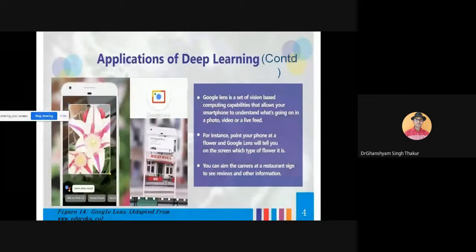You can see these types of applications on your mobile phone. Your smartphone provides the facility of Google Lens, and Google Lens is a set of vision-based computing capabilities that allows your smartphone to understand what's going on in a photo, video, or live feed. This is a very important application of deep learning on your smartphone, Google Lens.